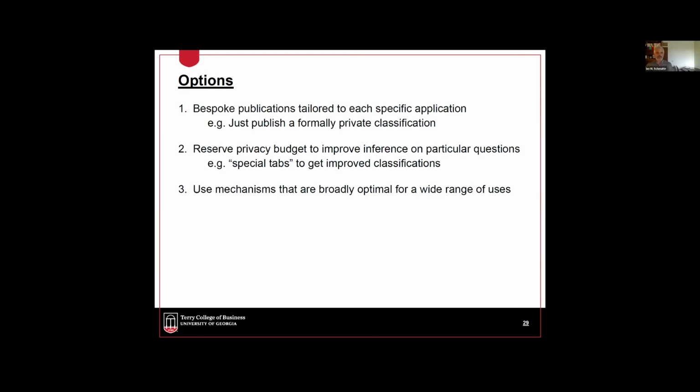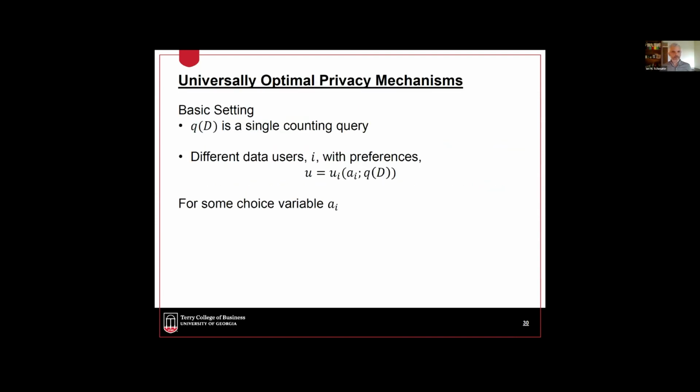So this is kind of the concept of special tabulations, which again, we might use if we wanted to get improved classifications for a particular problem. And I suspect something like this will be part of the system anyway. And the third option that I want to focus on for the rest of my time is that we could use mechanisms that are broadly optimal for a wide range of uses. And so this brings in the idea of universally optimal privacy mechanisms.